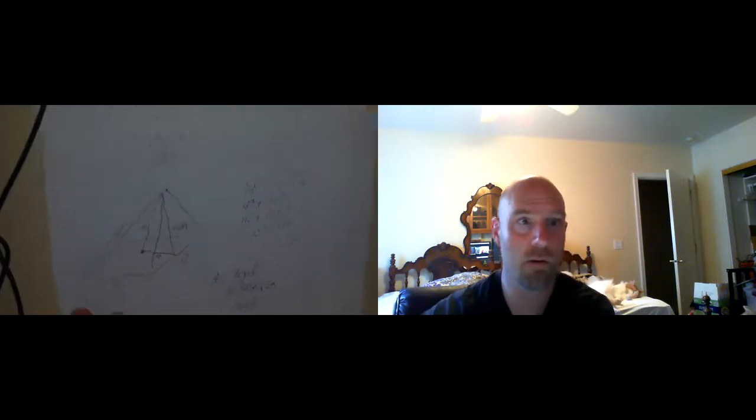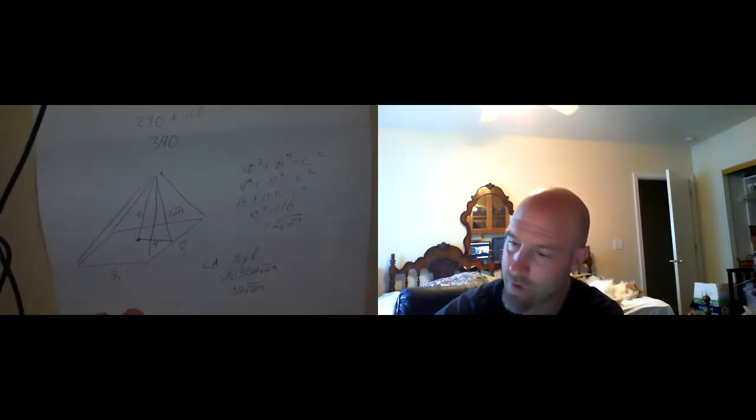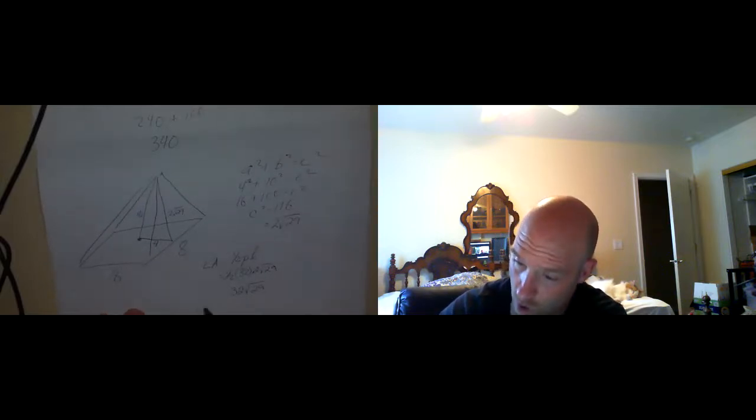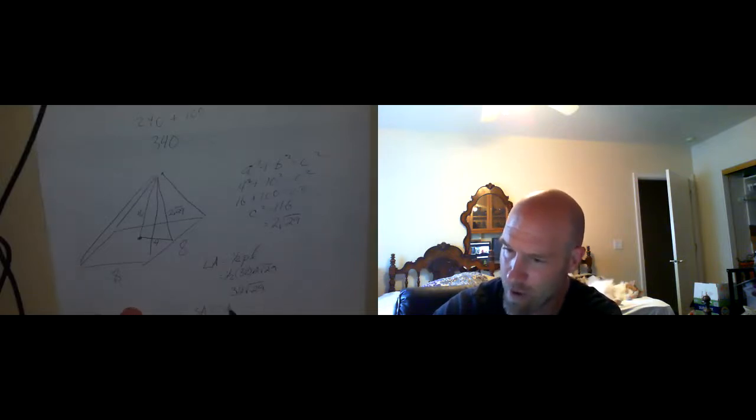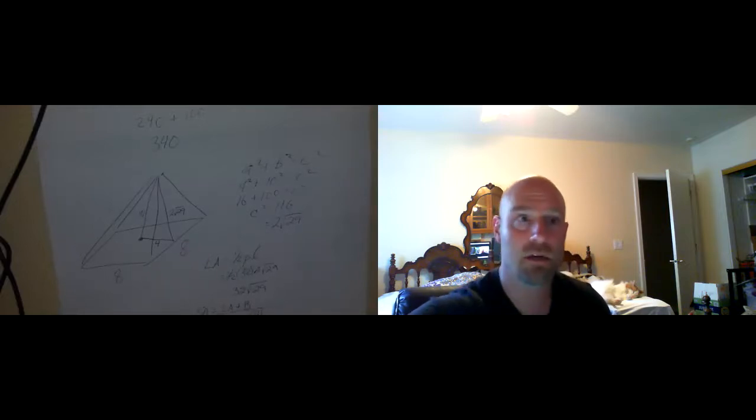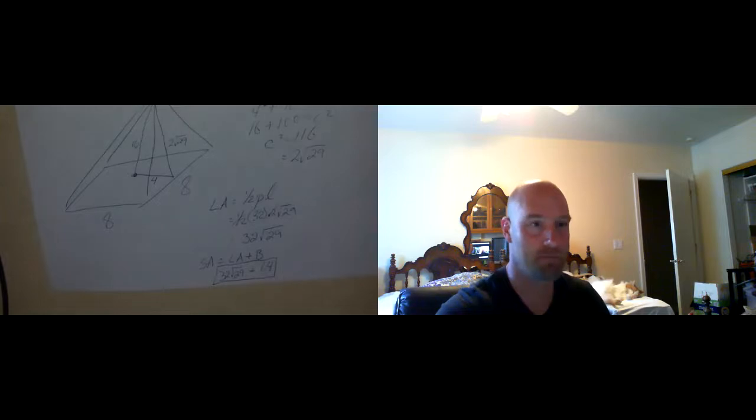If I want to go a little bit above and beyond just the lateral area, I could say, oh, well, the total surface area, and I looked in the book, it does call it total surface area, equals my lateral area plus, I only have one base, so that's 32 root 29 plus 8 by 8, 64. Those are non-like terms, so they can't be added, but there it is.